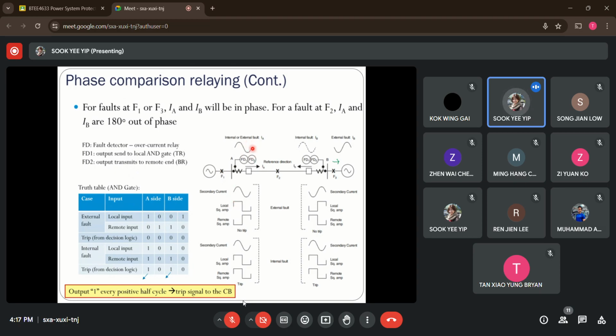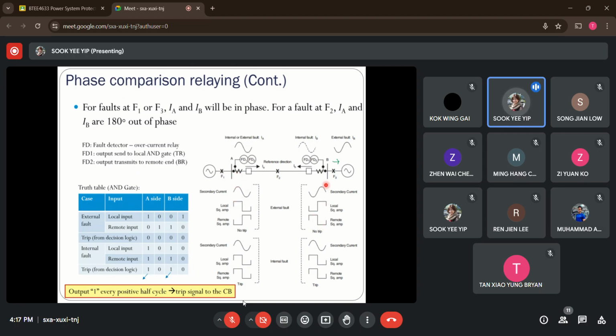Whereby negative polarities here will convert to logic 0, all right? So this square wave will be sent into the local AND gate, okay? And at the same time, this converted square wave at terminus A here will be sent over to terminus B. So you can see 1, 0, 1, 0 for the first half and the second half. This is the signal obtained from terminus A.